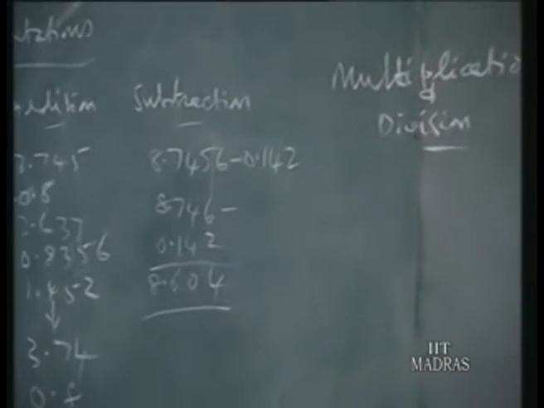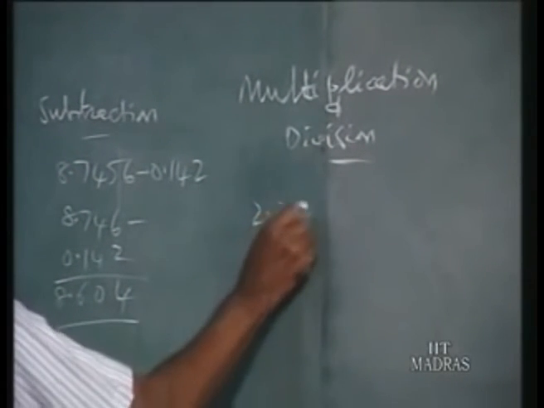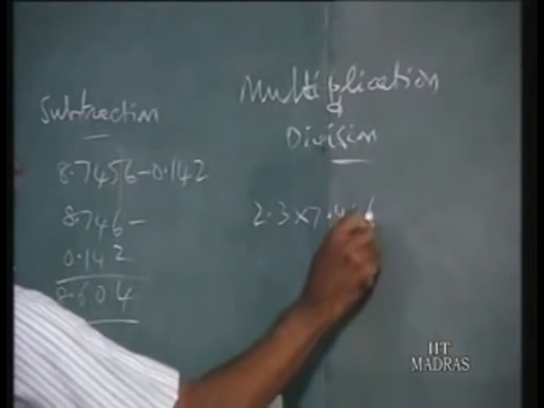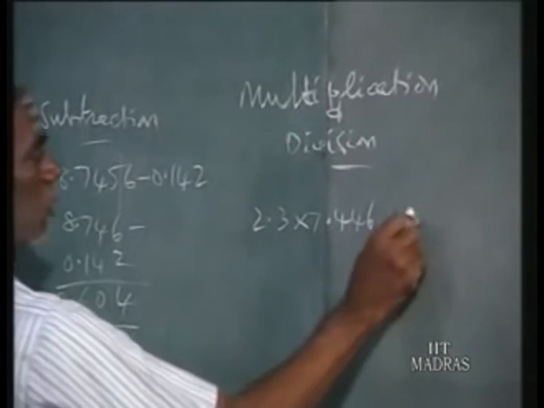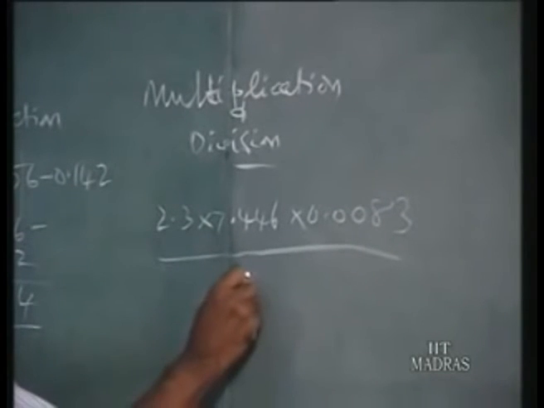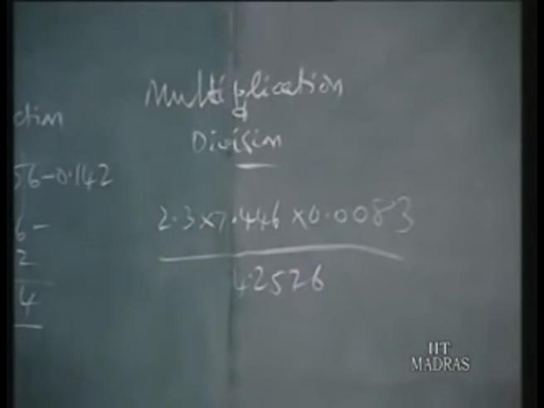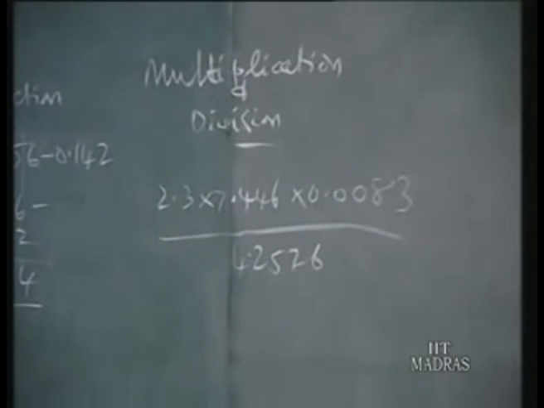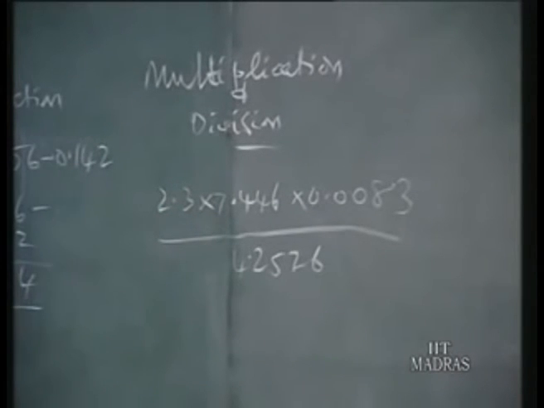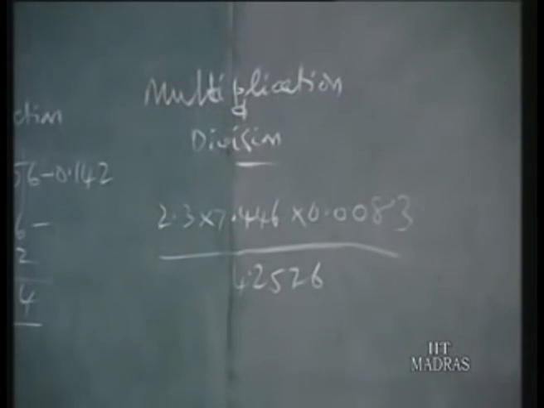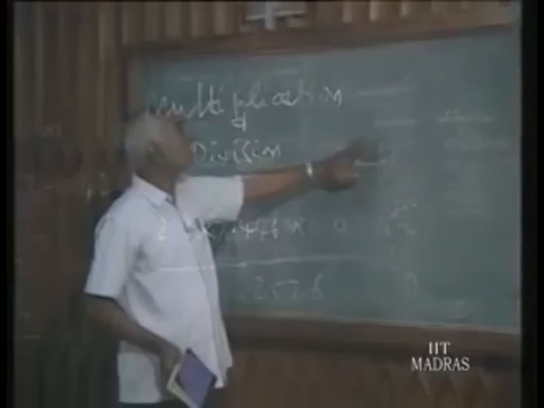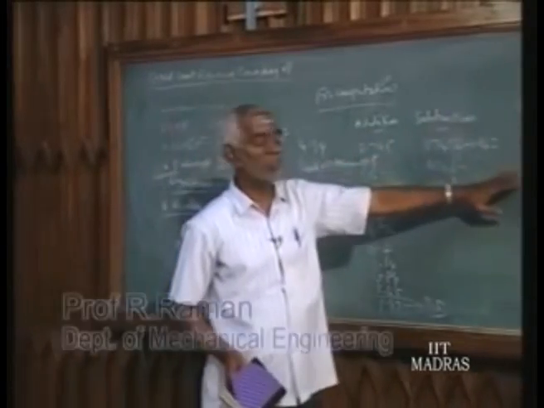Suppose for multiplication and division, we have 2.3 into 7.446 into 0.0083 divided by 4.2526. Suppose this is the computation we have to do, and how do we round off the final answer? Here you use the concept of significant figures also. Up to this, addition and subtraction, we have not used significant figures, but here you have to use significant figures.